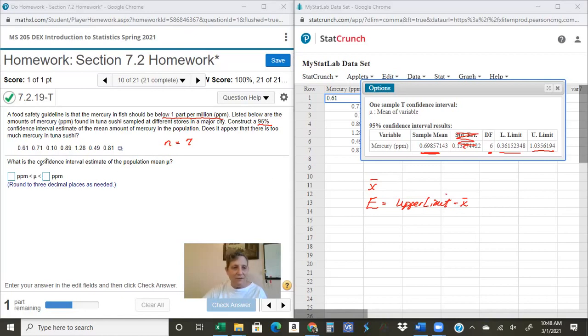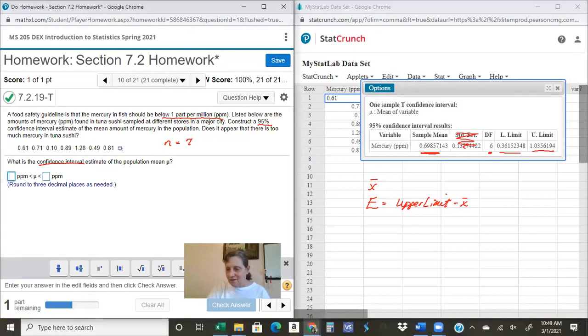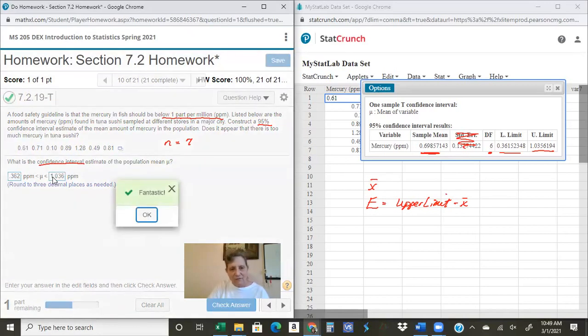They want the confidence interval. So we would enter in 3 decimal places, 0.361, nope, 0.362, careful there, for the lower, and 1.0356 would go to 1.036. Fantastic.